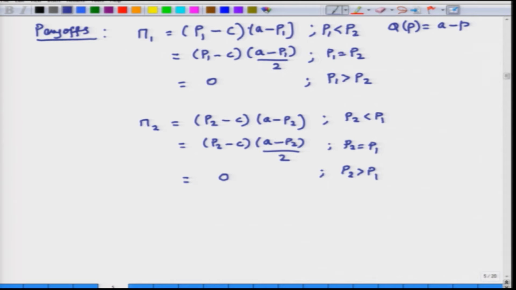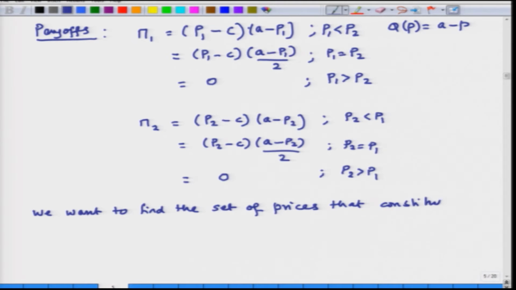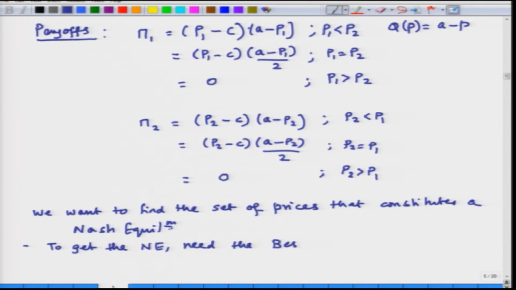Now, what are we interested in? We want to find the set of prices that constitutes a Nash equilibrium. We want to compute a set of prices which constitutes a Nash equilibrium. Now, notice Nash equilibrium is a pair of mutually best responses. So, to get the Nash equilibrium, we need the best responses.